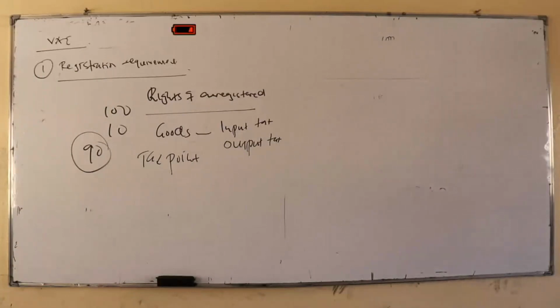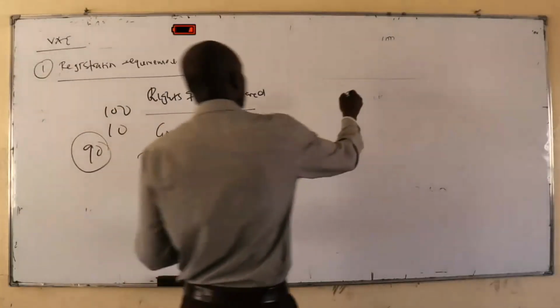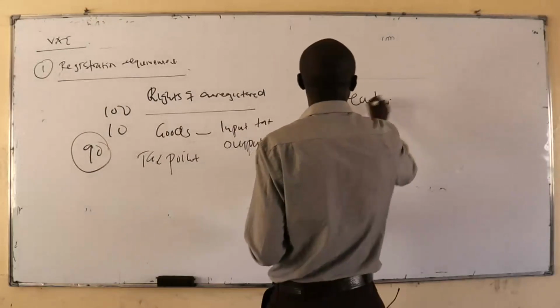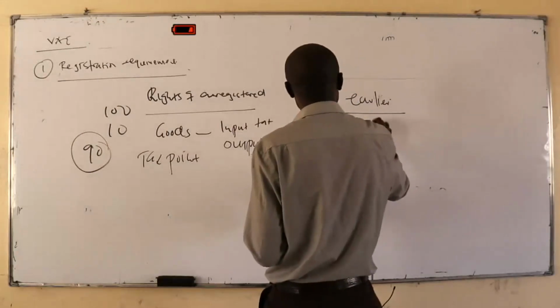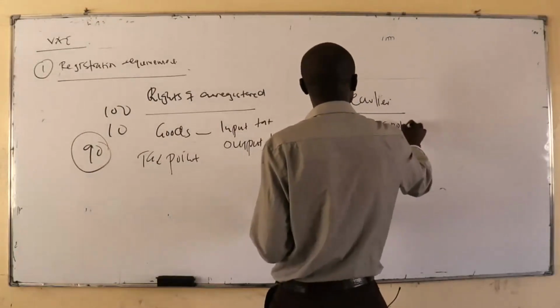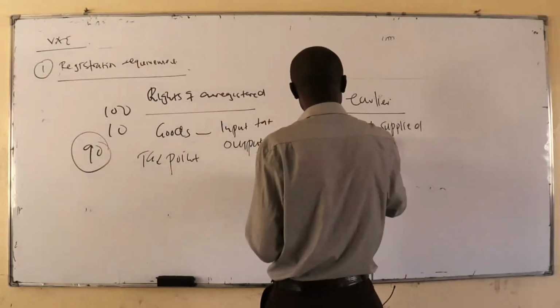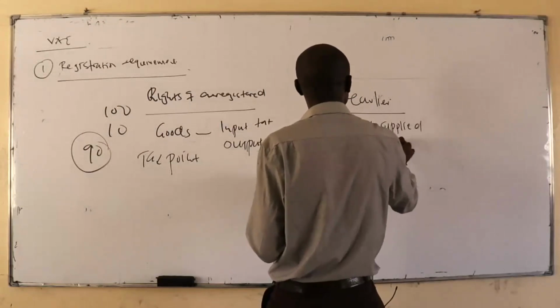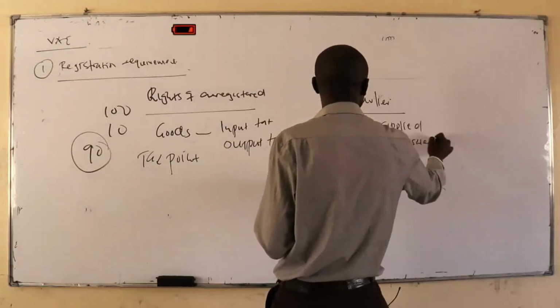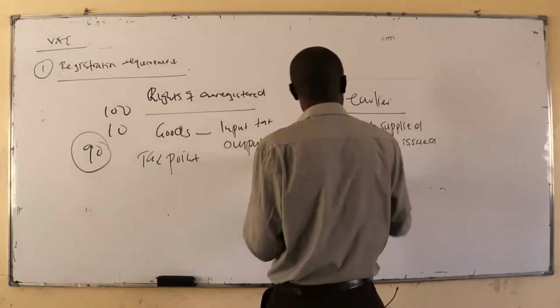So when does it become due? It becomes due at the earlier of the following. The goods or services are supplied to the purchaser. When the goods are supplied, number one. Number two, an invoice is issued. Number three, payment is received.